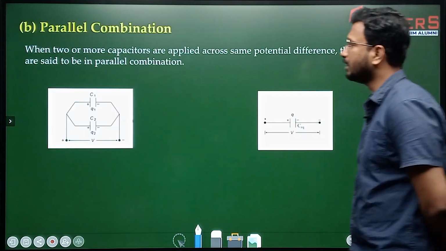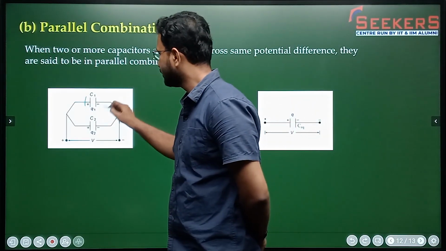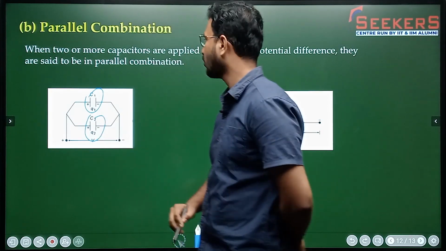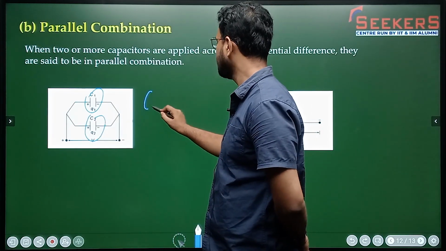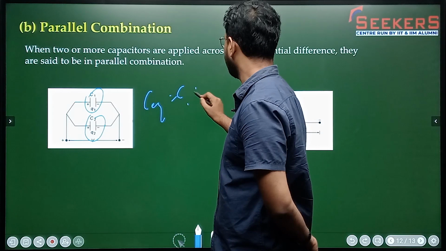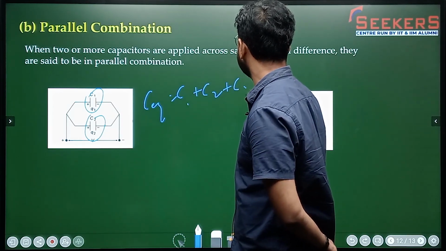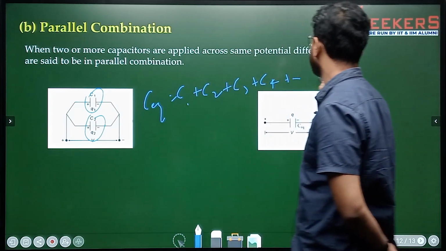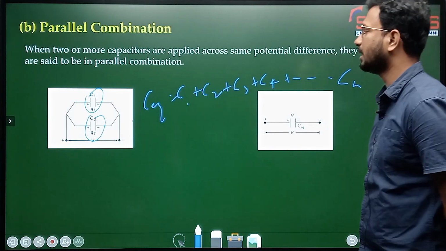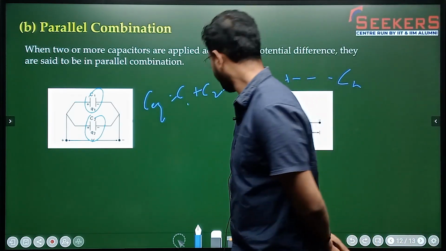Next one, parallel combination. As you can see, these are connected in parallel. The formula for a parallel combination is C equivalent equals C1 plus C2 plus C3 plus C4 plus up to Cn, whatever the number of capacitors in the system.